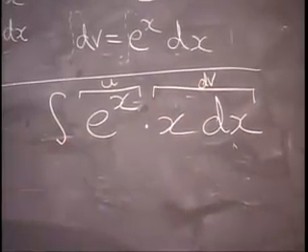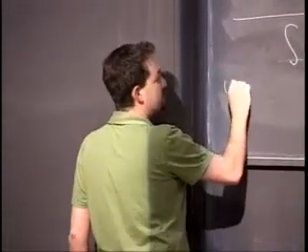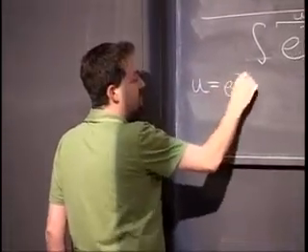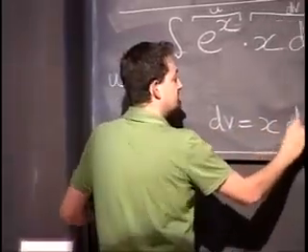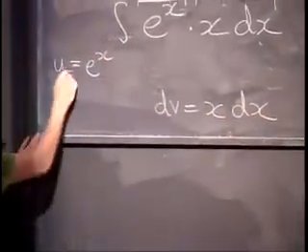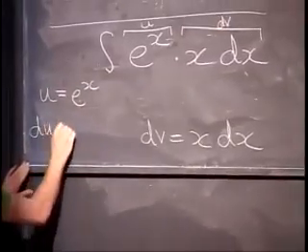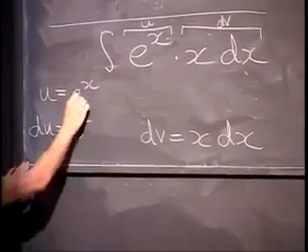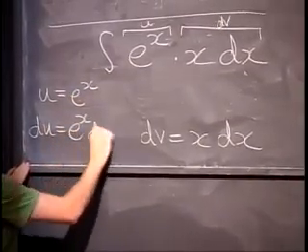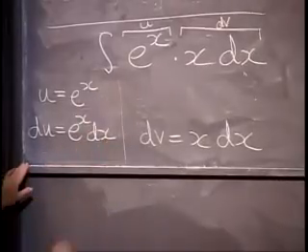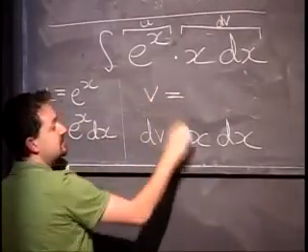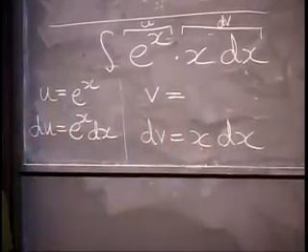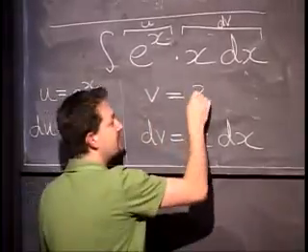Why not? Let's try it and see what happens. I set up my little template. I get u this time is e to the x, and dv is x dx. If I differentiate this, I get du is the derivative of e to the x, which is e to the x dx. And if I integrate this, I get v is the integral of x, which is x squared over 2. And again, I don't need the constant.